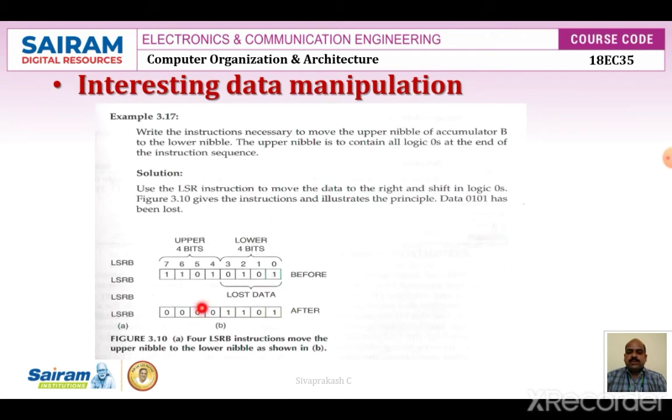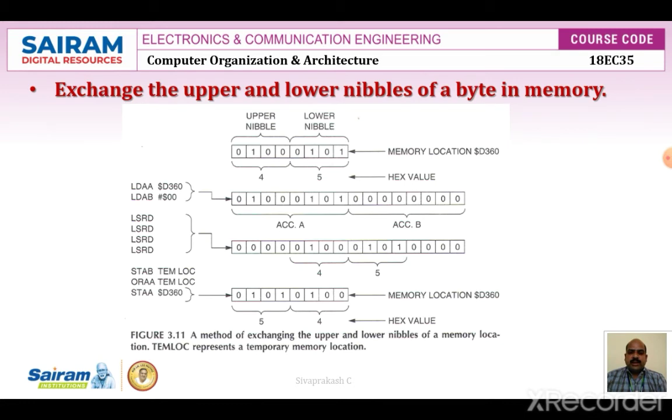0000. Okay, then coming to the next example: exchange the upper and lower nibble of a byte in memory. This instruction is useful for us to exchange the data between the upper nibble and lower nibble. So take an example of this: upper nibble as 0100, lower nibble as 0101.